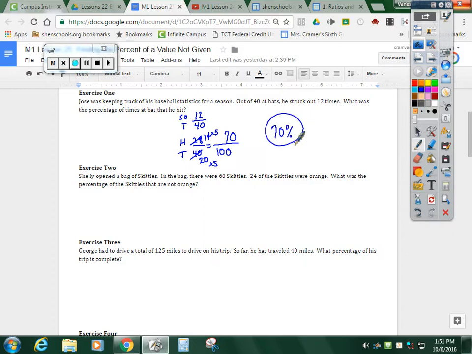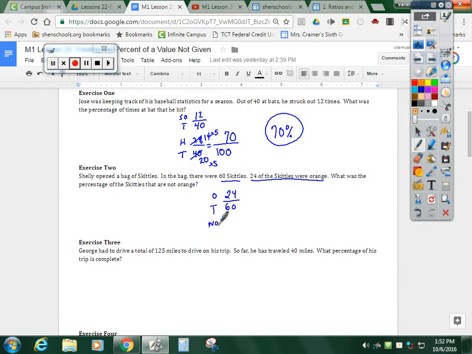Okay, exercise 2. Shelly opened a bag of Skittles. In the bag, there were 60 Skittles. 24 of the Skittles were orange. What was the percentage of the Skittles that are not orange? So, okay, again, I'm going to write down the fraction they give me. 24/60. This is orange Skittles to total number of Skittles.